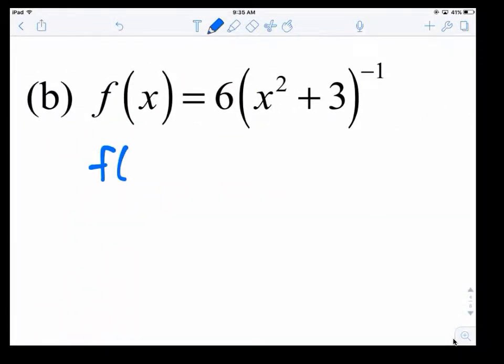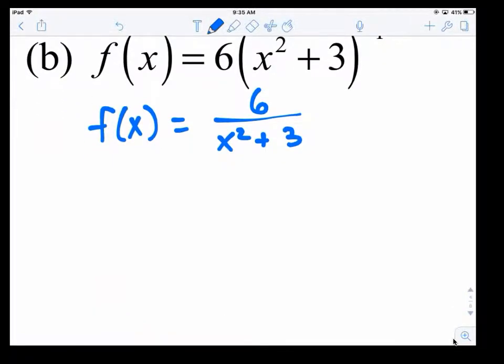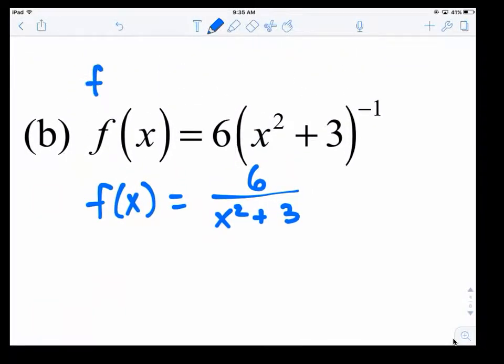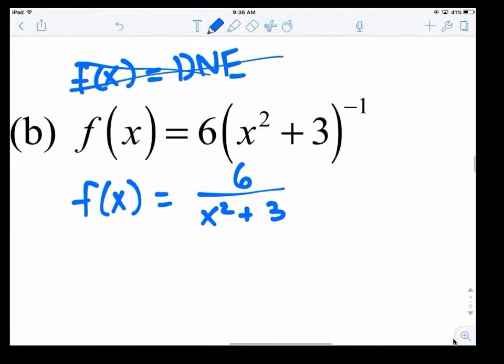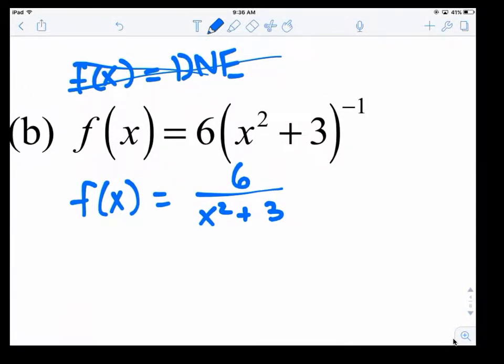All right, so we got f of x is equal to 6 over x squared plus 3. Where would f of x be undefined? Is it a real number? That would be imaginary, so ignore that. Just trying to see where this equals 0. If you set the denominator equal to 0, you get x squared equals negative 3, which is an imaginary number. So we're not really concerned with that.